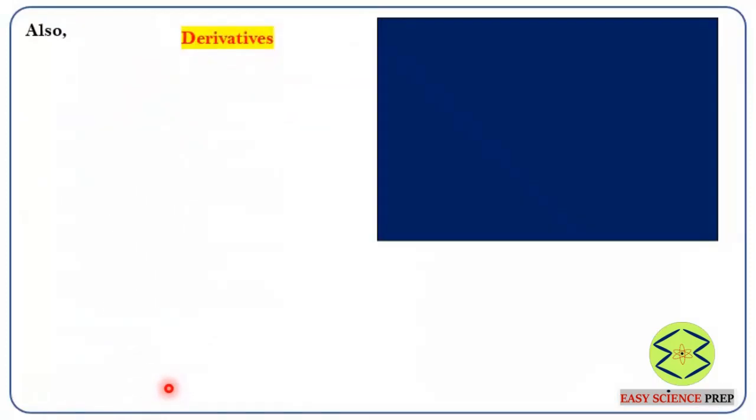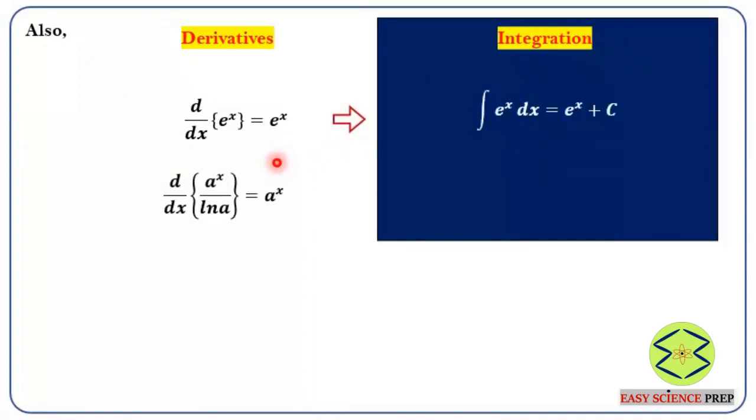We also have two more functions. The derivative of e raised to x is e raised to x, so the integration of e raised to x will be the same as e raised to x. The derivative of a raised to x divided by natural log of a is a raised to x, therefore the integration of a raised to x is a raised to x divided by natural log of a plus c. Here we have discussed how integration and derivatives are opposite, and by using the same concept we have found some standard results for integration.